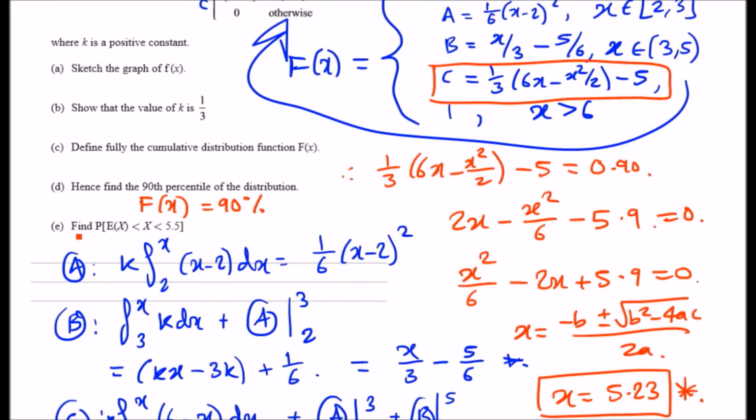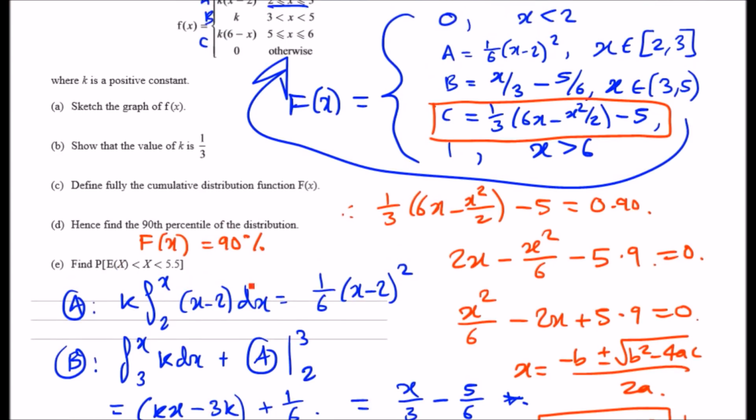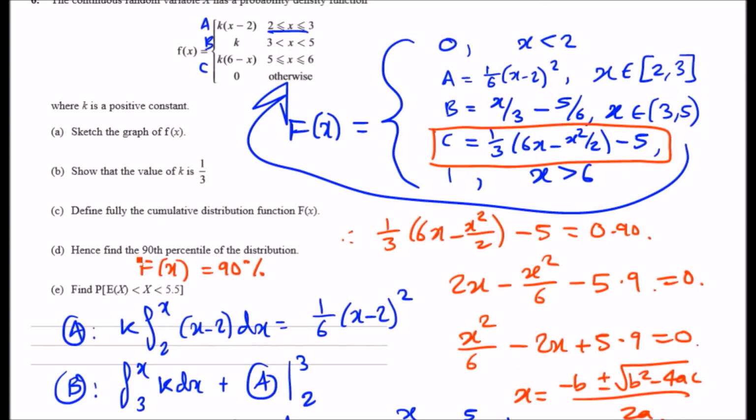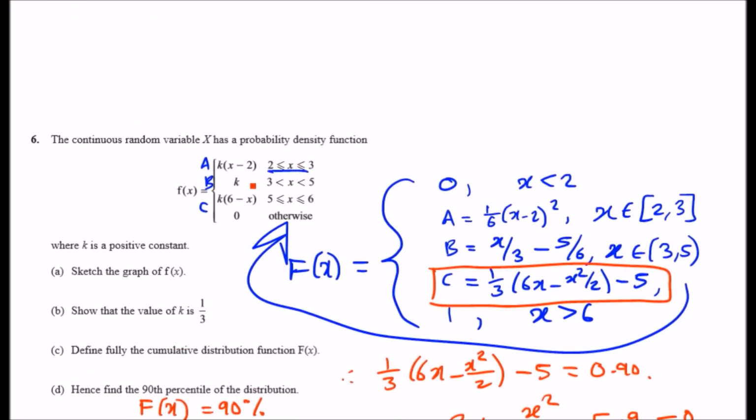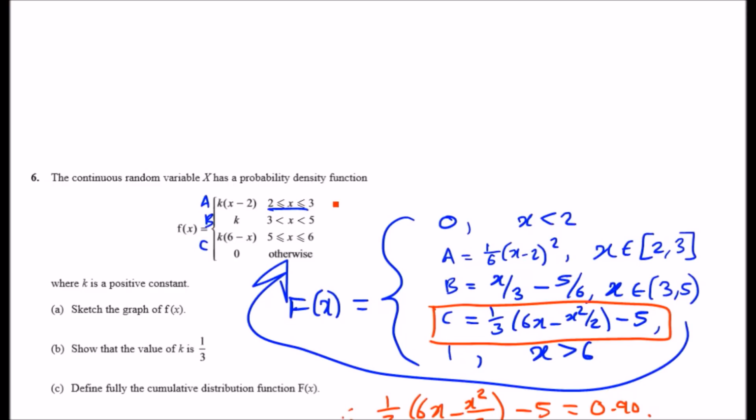And now finally, guys, let's move on to part E. So here we need to find the probability that x falls between the mean and 5.5. This would be so easy if it wasn't for E(X), because we have the cumulative distribution and you just plug in F(5.5) minus F of whatever the mean value is. So before we do this, let's find the mean.